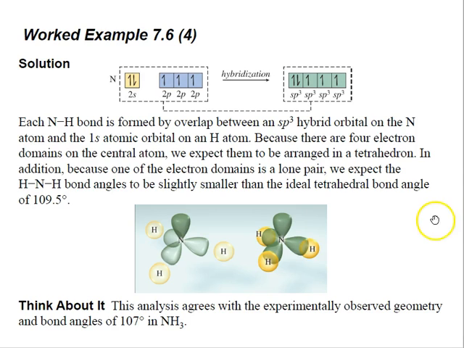So just to go through this long explanation and then show you a little graphic that represents it: each nitrogen-hydrogen bond is formed by overlap between an sp3 hybrid orbital on the nitrogen atom and the 1s atomic orbital on a hydrogen atom. Because there are 4 electron domains on the central atom, we expect them to be arranged in a tetrahedral-like geometry, which is ultimately 109.5 degrees. Because of the lone pair, it's going to distort that angle slightly. Instead of 109.5, it comes out to be 107.